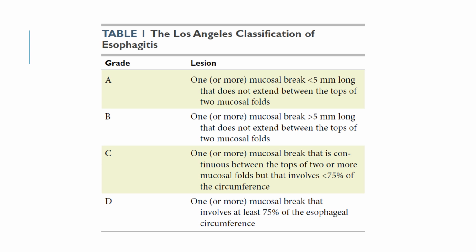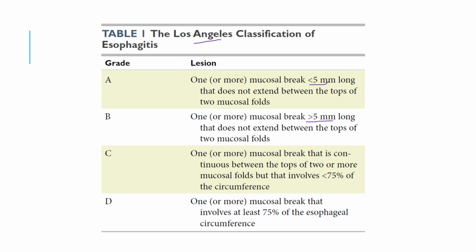We'll come to the Los Angeles classification of esophagitis. So esophagitis is classified A, B, C, D. Why we understand this is because C and D are more severe than A and B. If the mucosal break is less than 5 mm, that does not extend between the tops of two mucosal folds, then it is A. If it is more than 5 mm, and it does not extend between the tops of two mucosal folds, it's B. It's more than 5 mm. This is less than 5 mm.